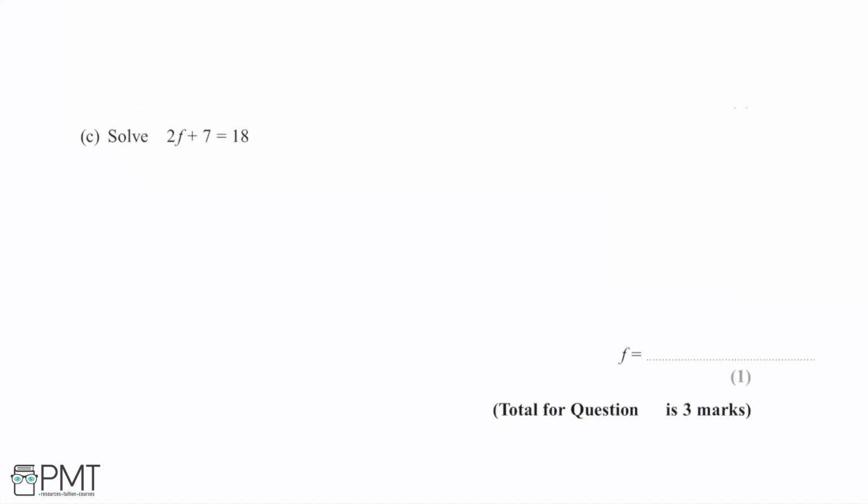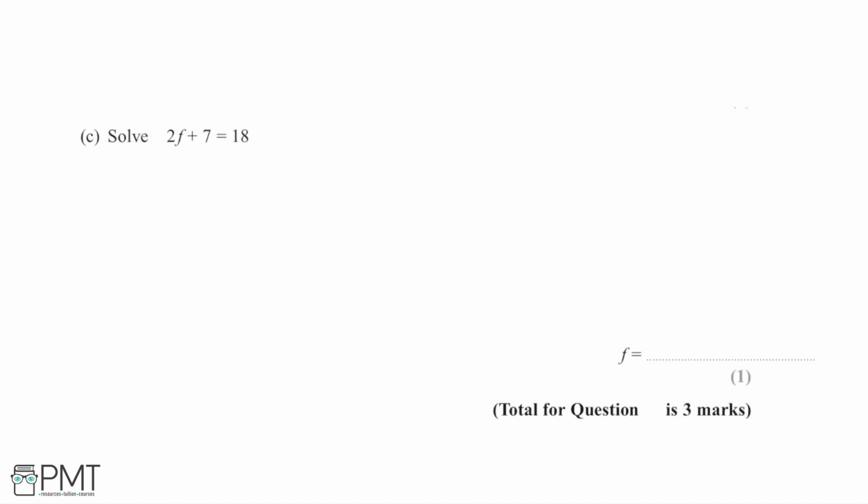Now finally here, I'm asked to solve this equation. So 2f plus 7 is equal to 18 here. So again, I'm going to be trying to isolate f here. So to get f on its own side of this equals sign, and for it to be one lot of f as opposed to the 2 here. So to start with a question like this, I can see that I have a plus 7 on this side of the equation.